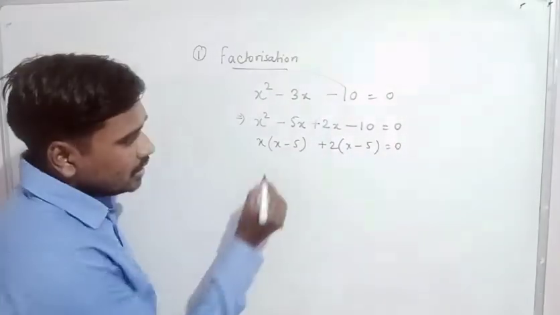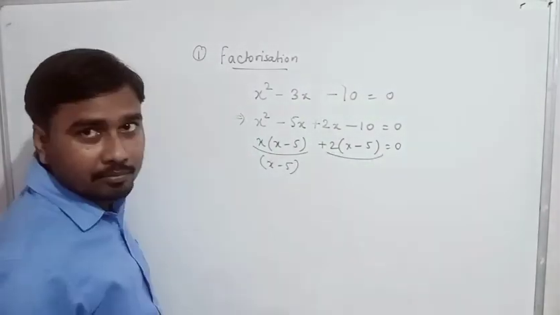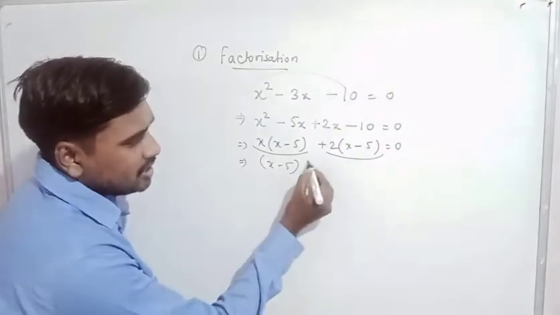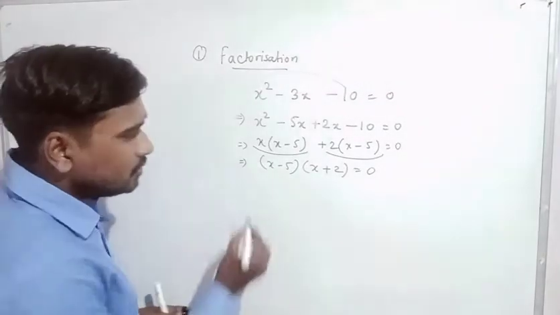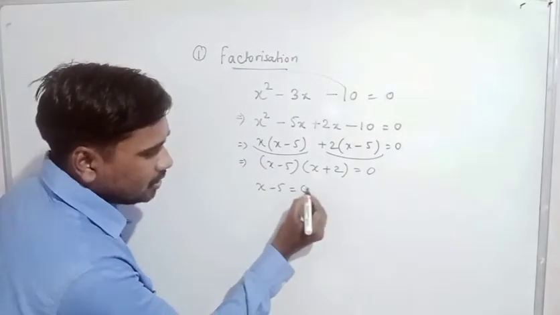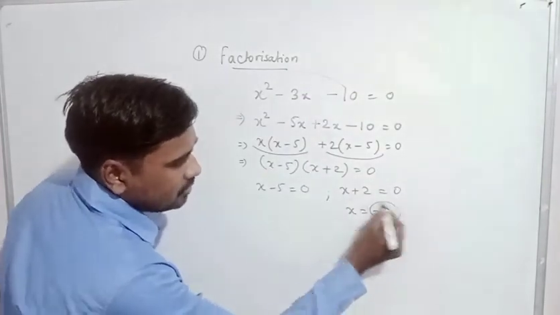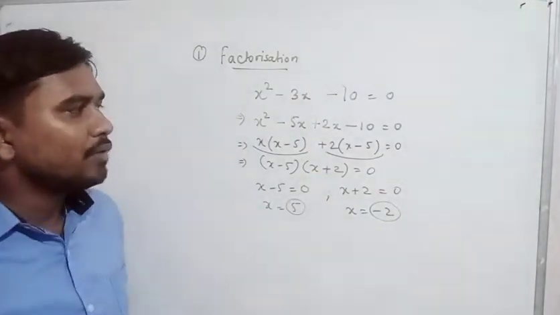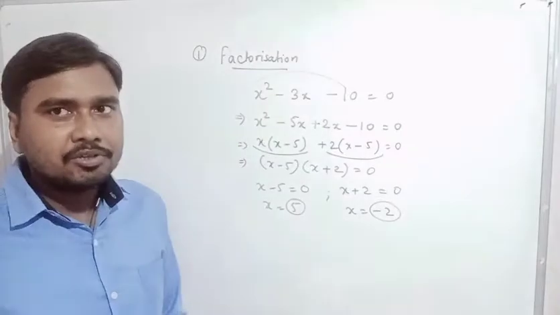Then again this is one term and this is one term. In these two terms x minus 5 is common. So we have taken x minus 5 common, and this is x plus 2 is equal to 0. Now one by one we will equate both the factors to zero. So we will get x equals minus 2 and x equals 5. These are the two values, two roots of this equation. So this method is called the factorization method.